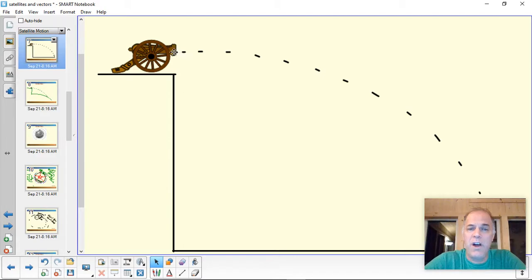In other words, if we launch a cannonball horizontally, it will hit the ground at the same time as a ball that just falls right out of the barrel and drops straight down. You're very familiar with this idea. I've said it so many times. I know you know what I'm talking about.